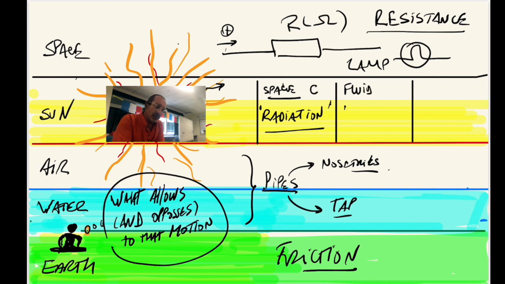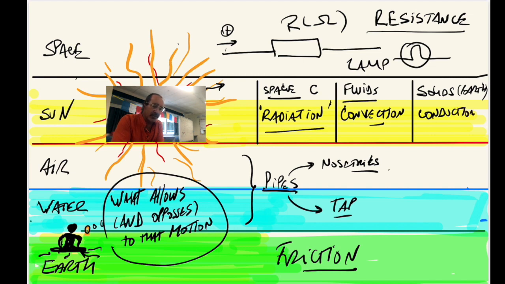Now, if it goes through fluids, if it goes through water or air, through the atmosphere, then we call that convection. And if it goes through matter, let's say solids like Earth, solid matter, like heat coming from the Earth to our body by vibration from molecule to molecule, we call that conduction. So basically, when we study the ways in which heat is transferred, we study radiation, convection, and conduction.